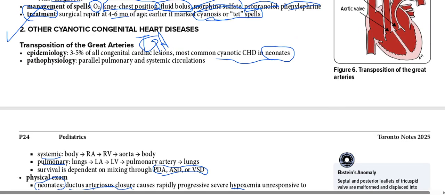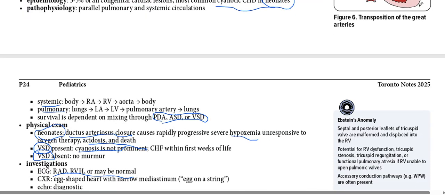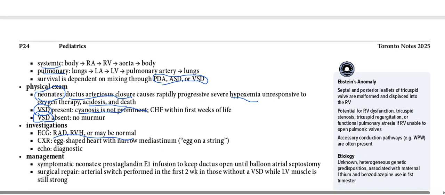So TGA, what we need to remember, is a type of cyanotic congenital heart disease, most common in neonates. Ductus arteriosus closure causes rapidly progressive severe hypoxemia, unresponsive to oxygen therapy. So there will be severe hypoxemia because there is cyanosis, right? So there will be acidosis and death. If the VSD is present, cyanosis is not prominent, but there is heart failure within first weeks of life. If the VSD is absent, there will be no murmur.